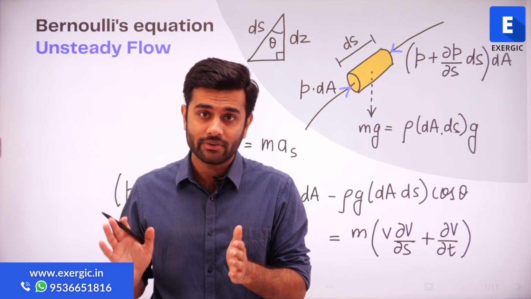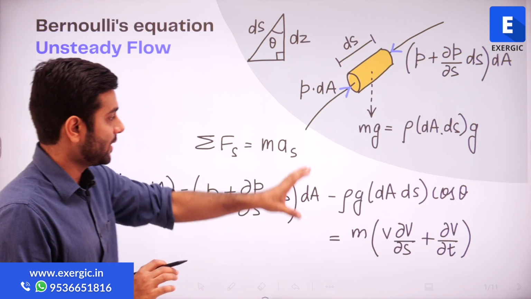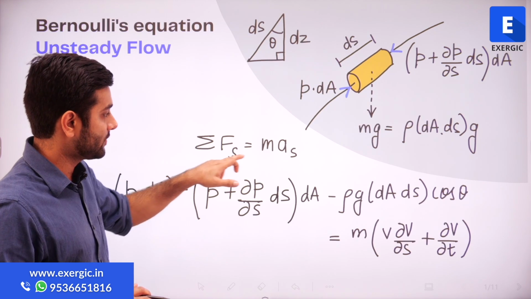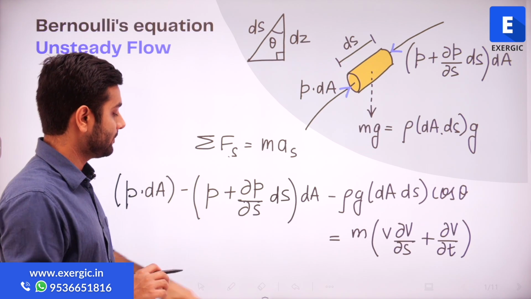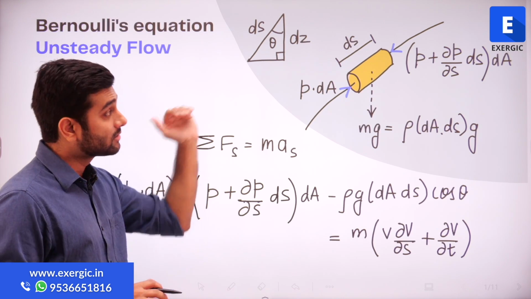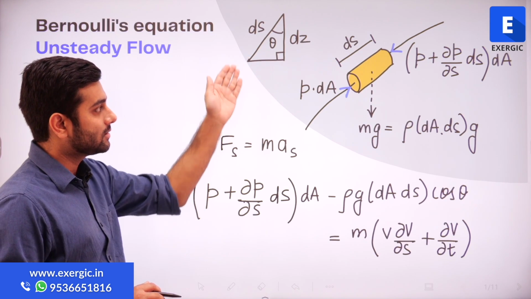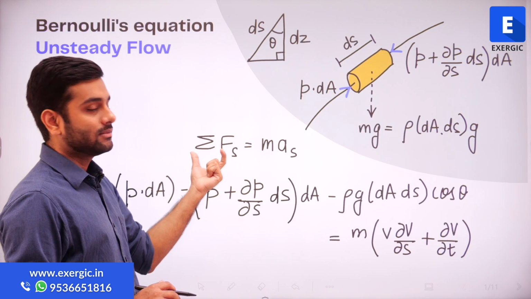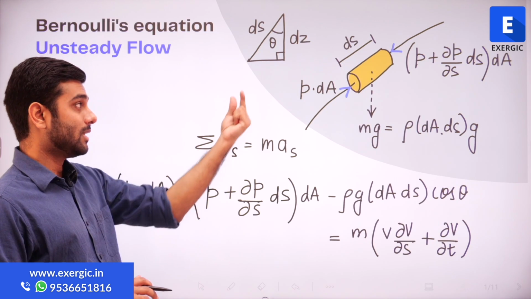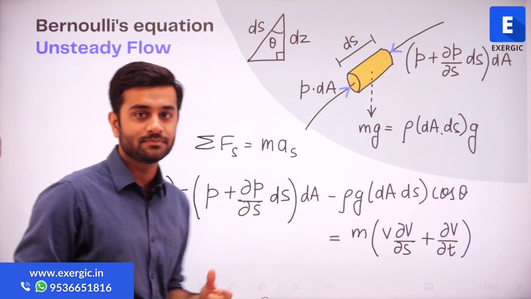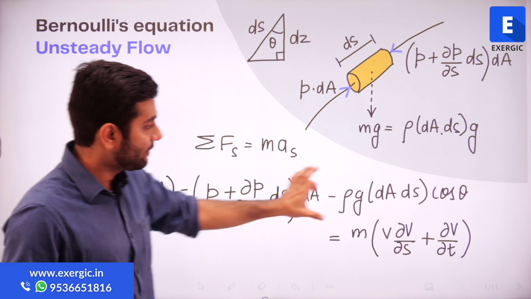We have done that derivation already. This is the expression that we get. We balance the forces along the streamline, that's why I have written a small s, which represents the streamline. So for this mass, I have written the complete force balance: the net summation of all forces is equal to the mass multiplied by the acceleration along the streamline. This was the expression that we wrote there.